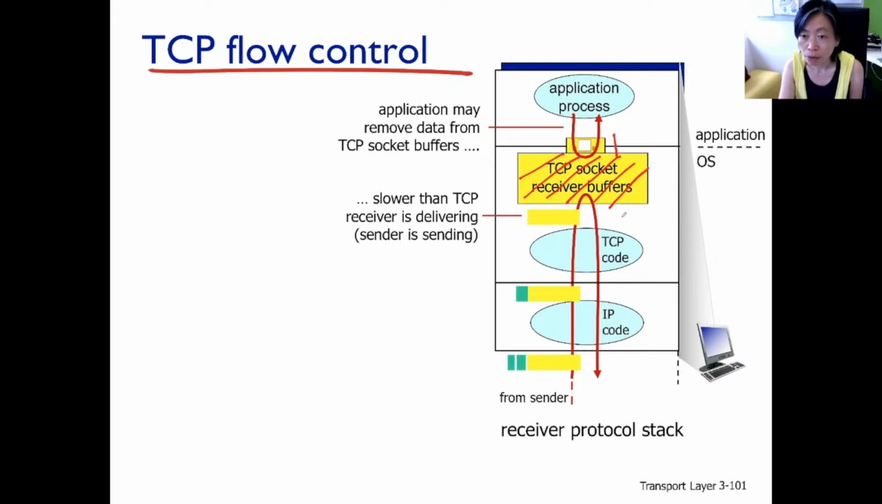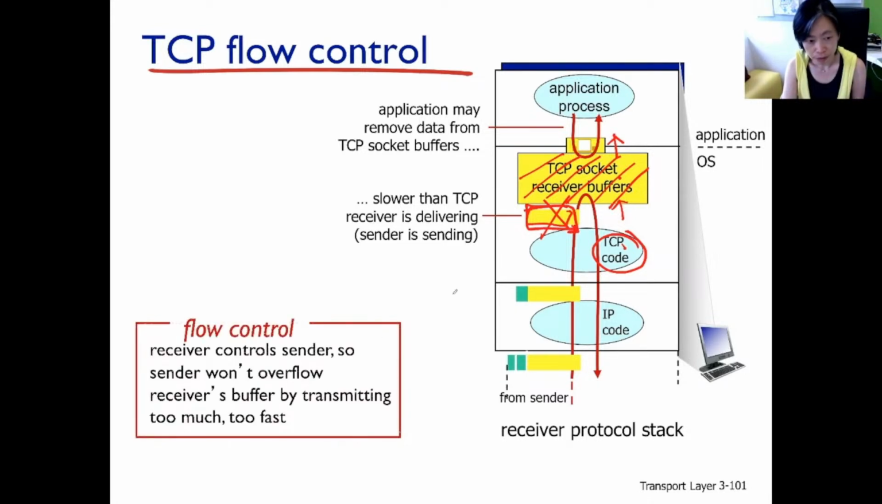Because outgoing is slow and incoming is fast, eventually the space is going to be exhausted. The subsequent data will be dropped right there between the TCP receiver and the receiver buffer. And this is super bad because TCP here is working very hard to try to get this packet in. Okay, so flow control is this.